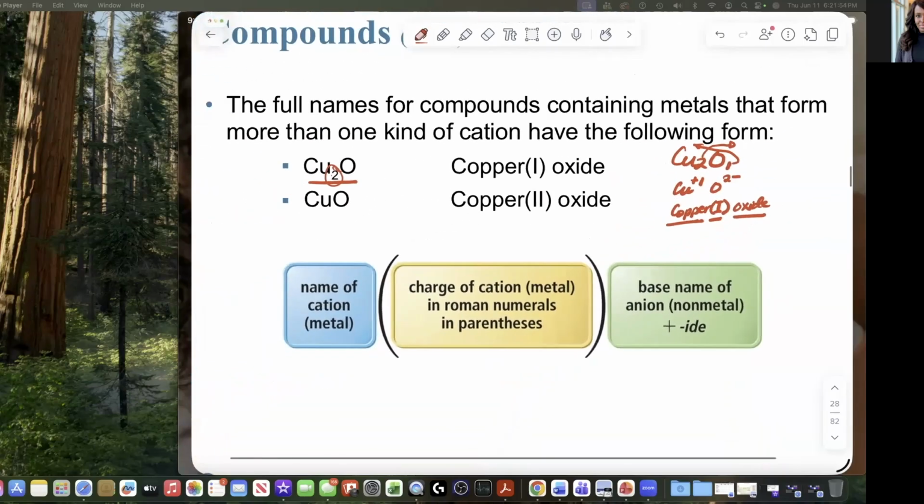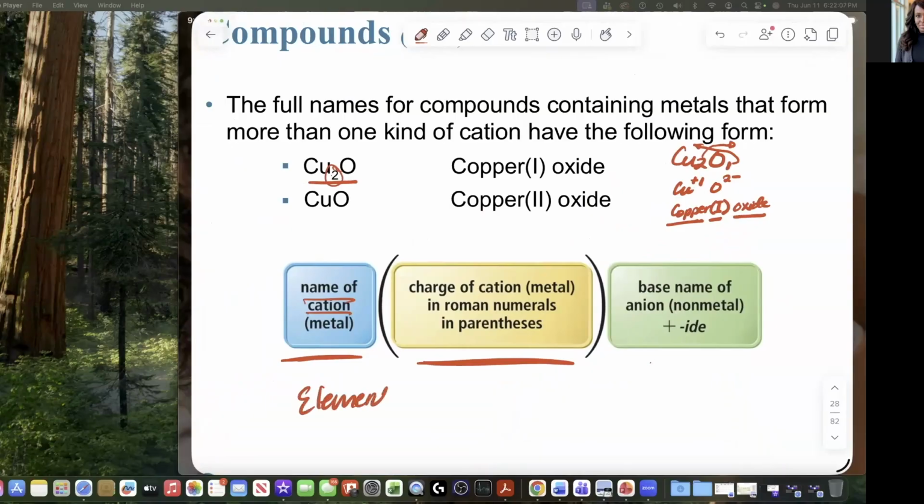For type 2 compounds, you can see here you have the name of the metal, that's the name of the cation. You have the Roman number. This has to be there. It's not optional. Then you have the STEM-ide. So this would be the name of the metal, the Roman number in the parentheses, and then the STEM-ide, or in general, the name of the anion, because it doesn't have to always be monatomic. It could be polyatomic.